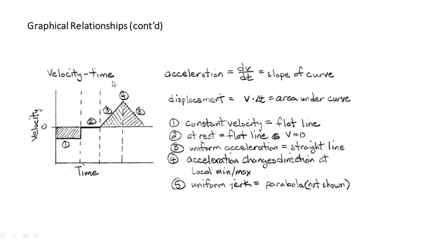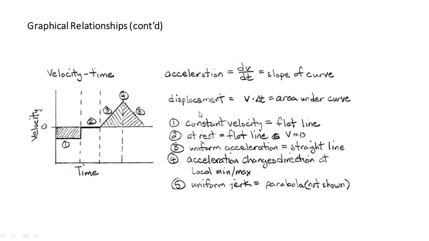Moving on to a velocity time graph, time is still plotted on the x-axis, and velocity is on the y-axis. The velocity time graph characteristics are quite a bit different than the position time graph. We have to remember that acceleration is the change in velocity with respect to time, and so the slope of the velocity time graph will give us acceleration. And we have to remember that displacement is equal to the velocity times the elapsed time, and that is equal to the area under the curve.